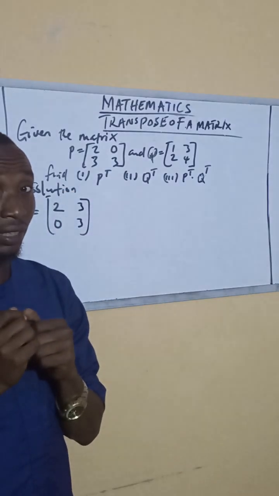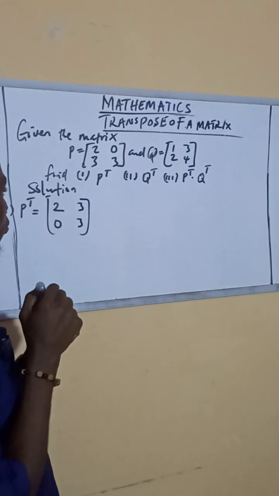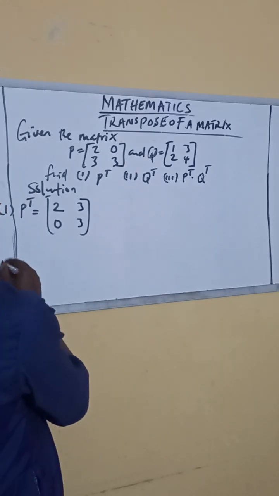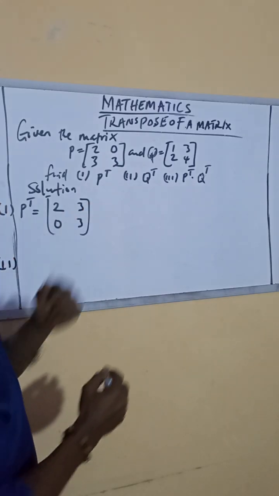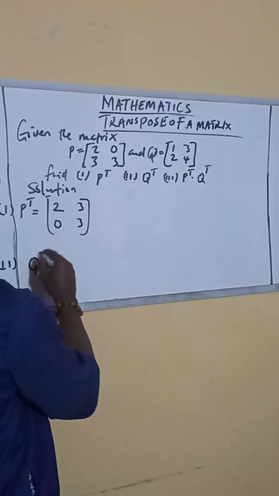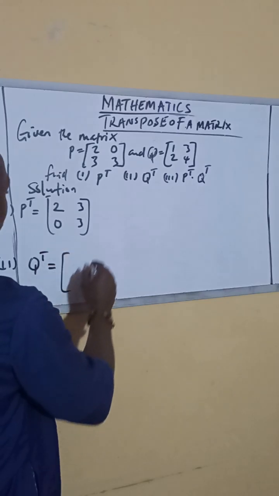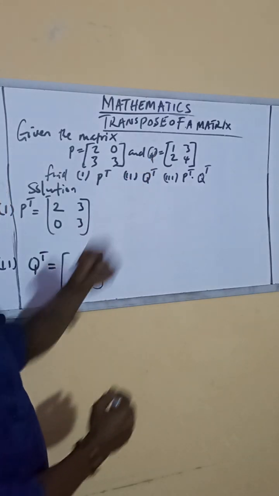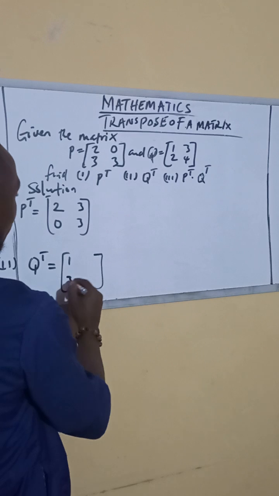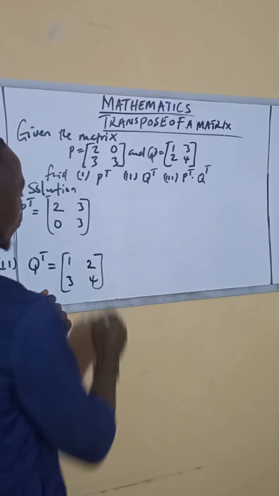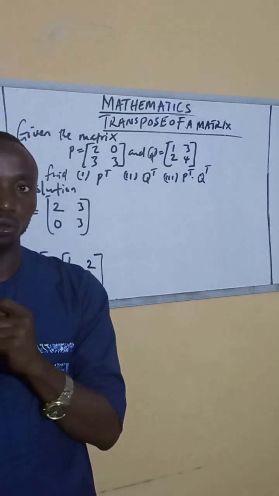Isn't that very easy? Now let's go to the second one. Let's transpose Q. I'm sure you can do that. On Q, you know you have 1, 3, and 2, 4. You transpose Q.